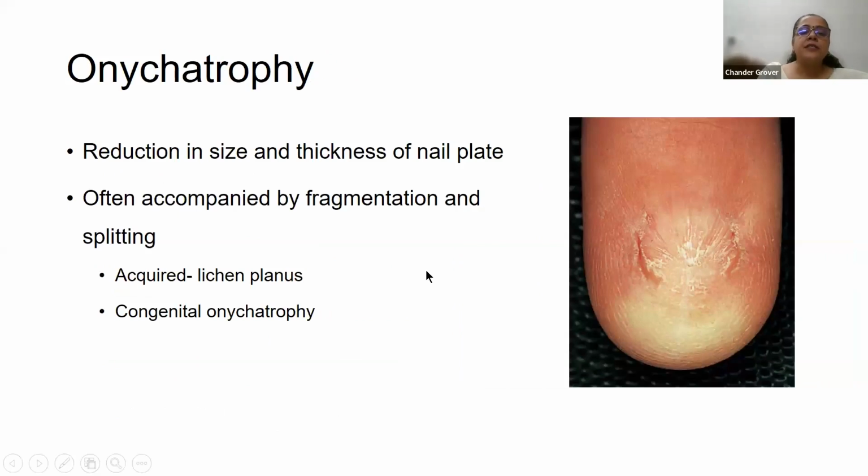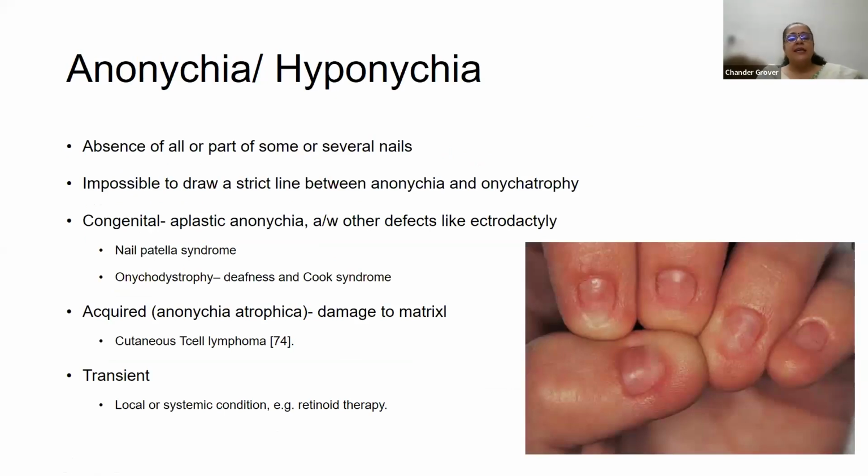Onychatrophy, it's the reduction in size and thickness of the nail plate, often accompanied by fragmentation and splitting. Acquired, we know the cause, commonest is lichen planus. Congenital is also known, where the nail does not form or it is too rudimentary, onychatrophy. Anonychia is absence. So you may ask me what's the difference between onychatrophy and anonychia. They can be used interchangeably in some circumstances, but anonychia is often accompanied by hyponychia. A nail which has disappeared is accompanied by a nail which is disappearing, becoming smaller.